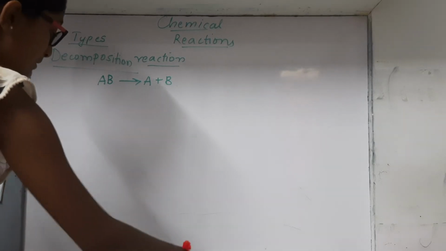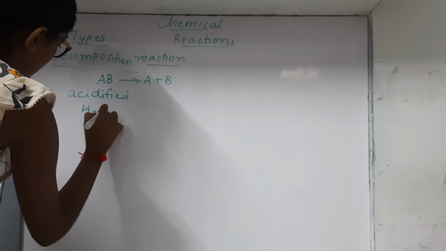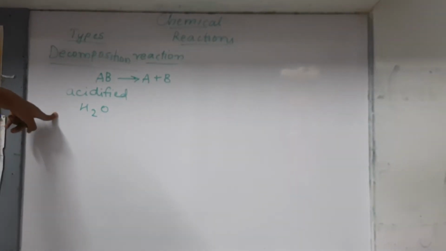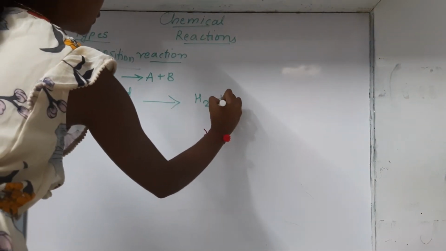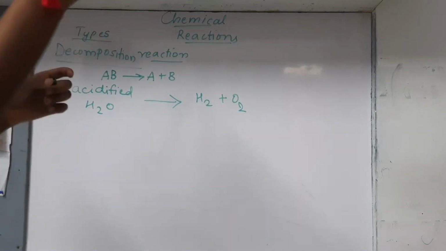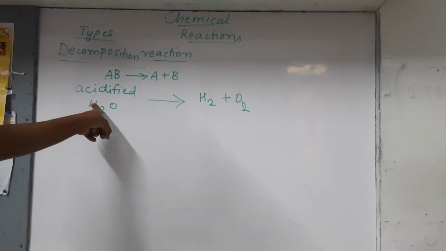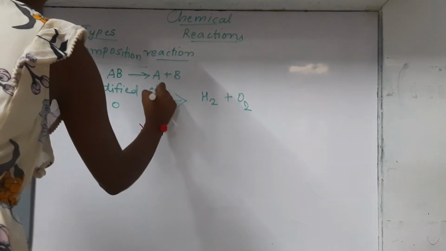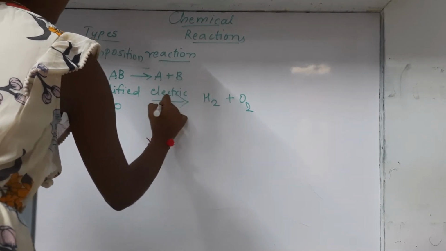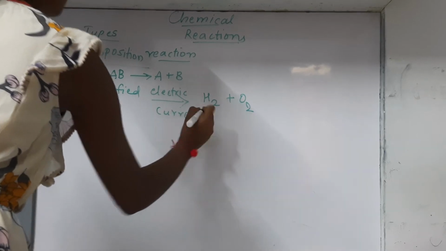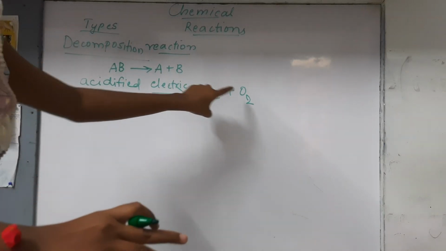Your best example is acidified H2O. This water should break down into H2 plus O2, hydrogen and oxygen. It should be acidified water in the presence of electric current. So when electric current is passed through acidified water, it turns into hydrogen and oxygen.